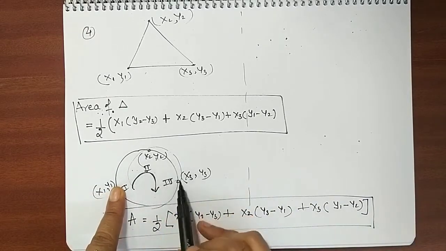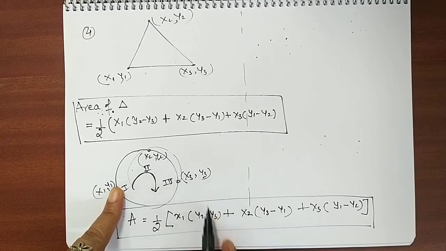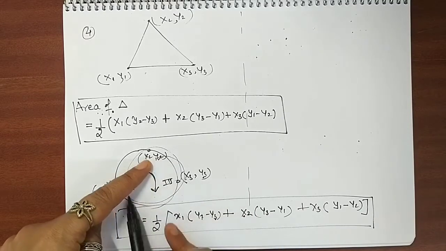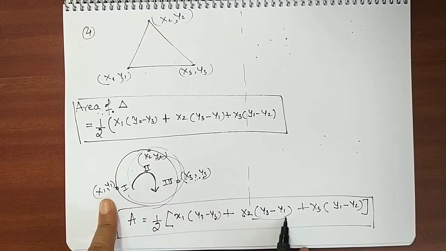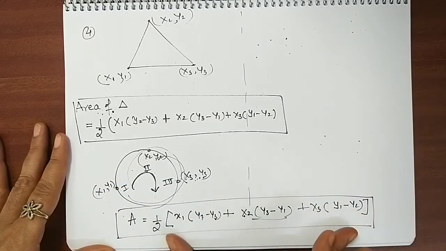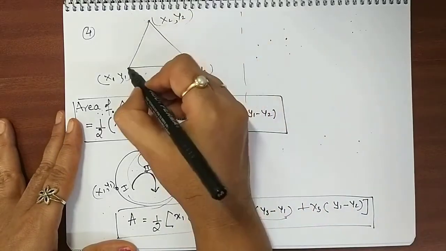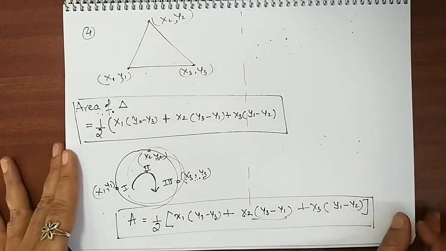After that in clockwise, what is coming first is y2 then y3. So I am taking it, and then x2 I have taken. So in clockwise, what is coming here? y3 and y1, like this. So this is the way we can memorize the area of triangle. Okay. If 3 points are given, that's how we can find out the area of triangle.